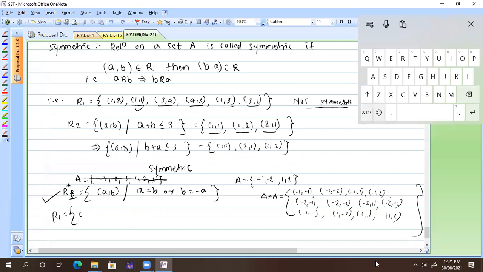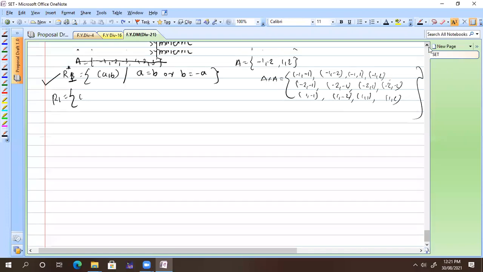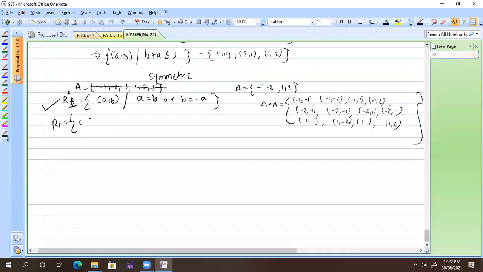So let's clear your doubts here. How many elements does it contain? This relation contains, first, minus 1, minus 1. Everyone agrees with minus 1, minus 1? Yes, sir. Then minus 2, minus 2. Then 1 comma 1. Next is 2 comma 2. 3 comma 3 is not there because 3 itself is not there.